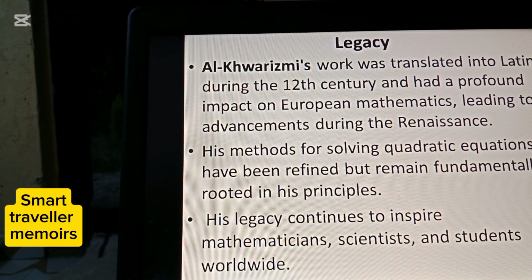His legacy: his work was translated into Latin during the 12th century and had a profound impact on European mathematics, leading to advancement during the Renaissance. His methods of solving quadratic equations have been refined but remain fundamentally rooted in these principles. His legacy continues to inspire mathematicians, scientists, and students worldwide.